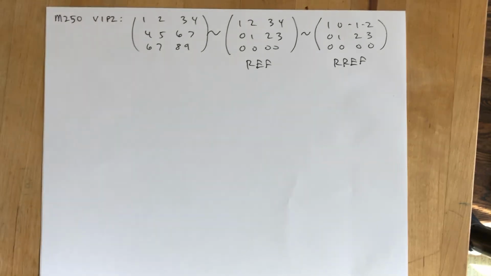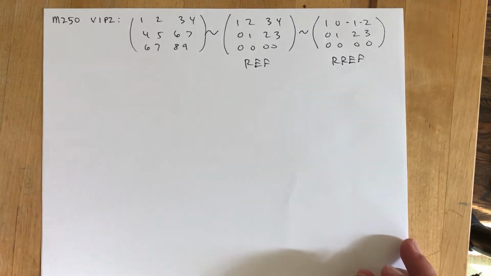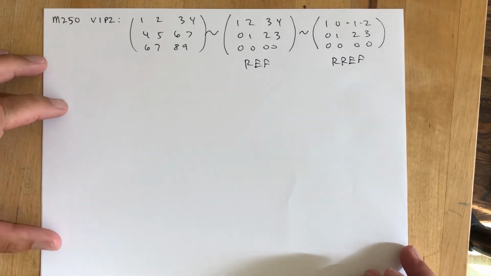All right, so let's try this again. This is M250V1P2 Part 2. Part 1 came out sideways, and I'm having a really hard time with this phone. It was doing everything fine before, but now it's not really behaving.